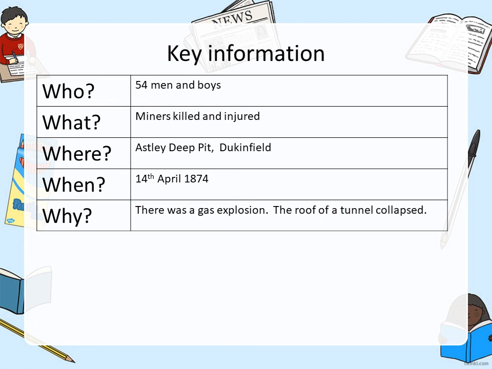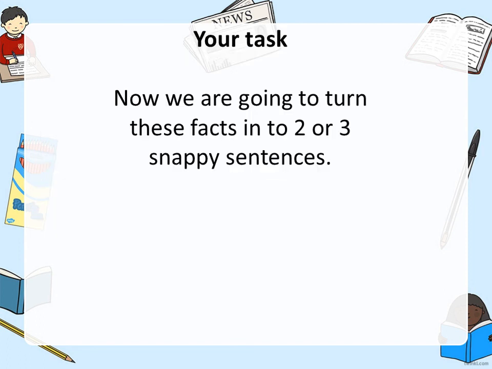So now, the final bit of our task. We're going to turn these facts into 2 or 3 snappy sentences. Have a look at the facts that you can combine together. Which facts could go in a sentence next to each other and could link? How can you include them into a nice sentence that does still make sense? Remember that you shouldn't be too long. It should be a nice, short, snappy paragraph that tells the reader everything they need to know about this terrible, tragic event. Looking forward to seeing your responses.